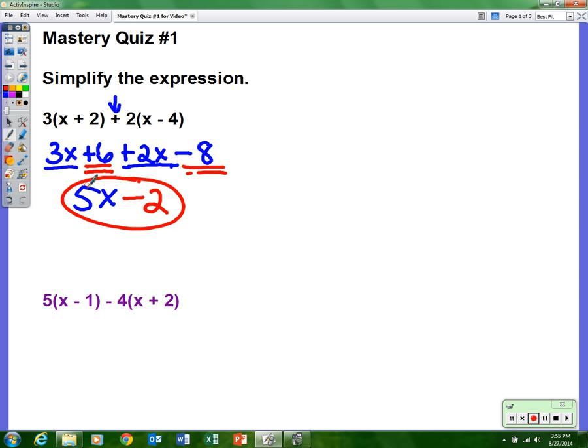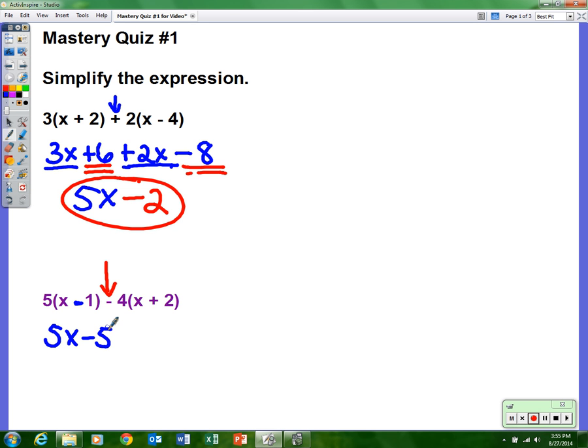The next one is slightly different. We have a minus sign in front of the 4. So we've got to be careful. When we get to that part, we've got to be extra cautious and make sure we're keeping the signs where they're supposed to be. First of all, let's distribute the 5. So 5 times x, 5x. 5 times a minus 1, again, that would be a minus 5.